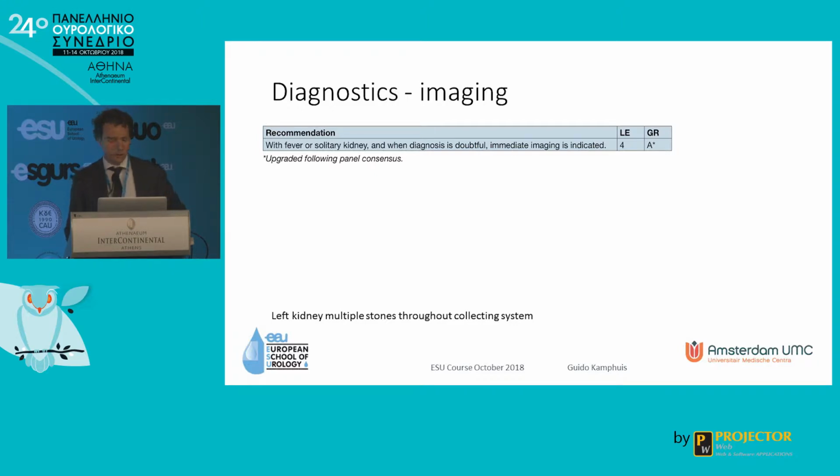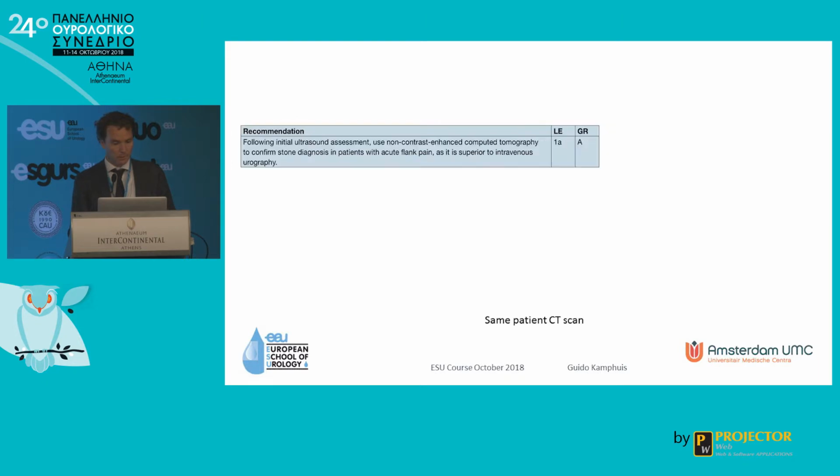On diagnostics and imaging, there's not much new. With fever or solitary kidney, and when the diagnosis is doubtful, immediate imaging is indicated. There's no advice on what type it should be, but it says you can do an ultrasound. This is an ultrasound image of a 16-year-old young man. And then, if necessary, it says it's better to do a CT.